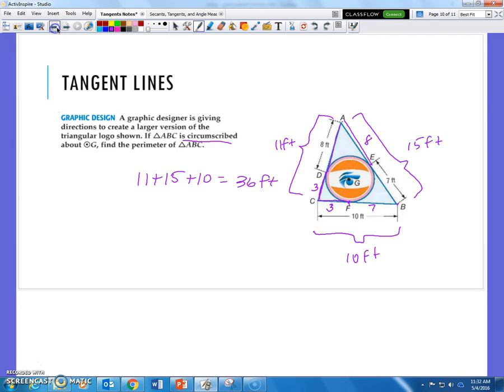All right, so that's it for today. You should know a couple things about tangent lines now. It means it touches the circle in one spot and only one spot. There are some common tangent lines, and there are also some properties about the point of intersection of tangent lines and the distance to the point of tangency. So that's it for today.